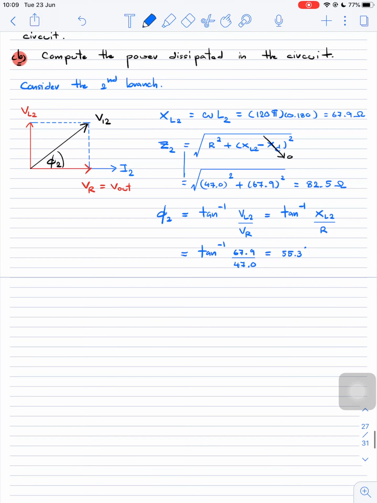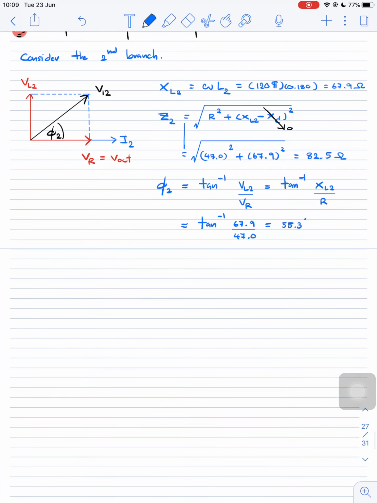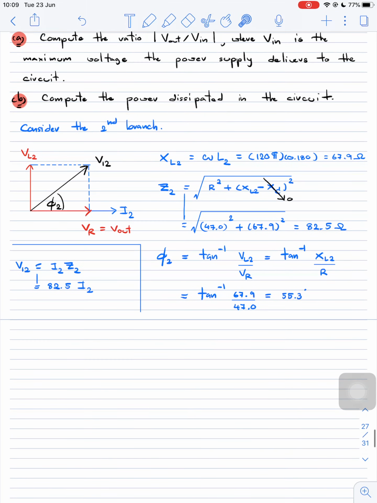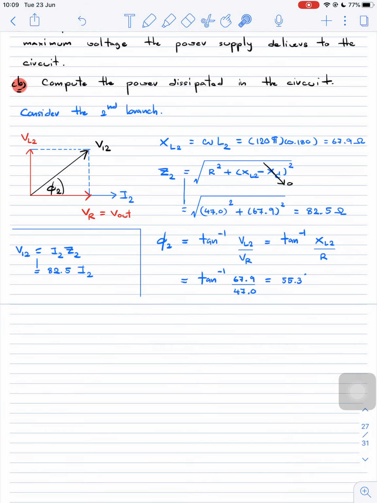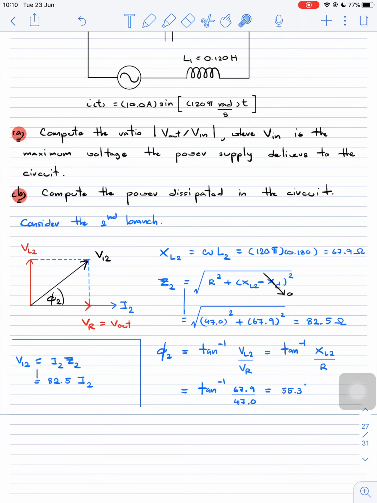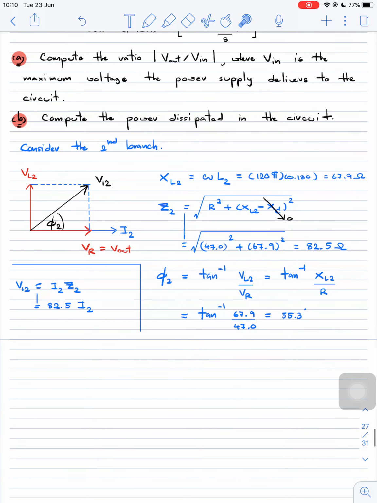So now finally we just want to link the V12 and the I2 together. We know that the V12 is equal to the I2 times the Z2, so it's going to be equal to 82.5 times the I2. Now you see that we don't know the I2 yet, so just leave the I2 as this. But when we work on this together, then we can find the I2. That's going to be the idea of how we can solve for this.